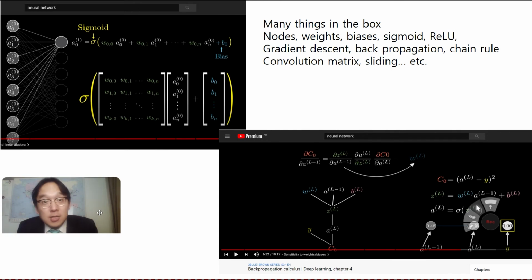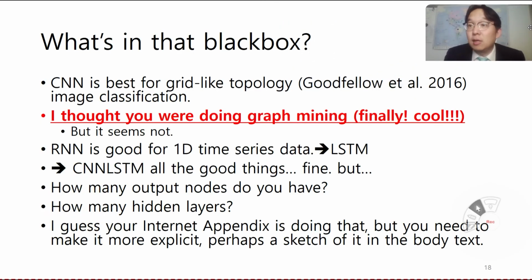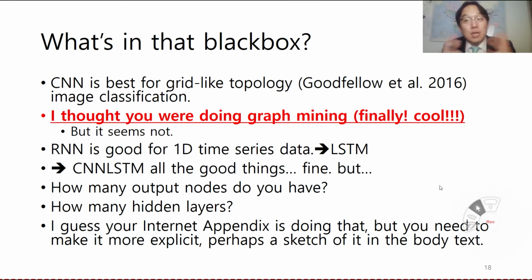That's the basic way of a neural network, as if it were a network of decision-making neuron-like things in the computer. Many things are in the black box: nodes, weights, and biases, sigmoid or ReLU functions, gradient descent, back propagation, chain rules, convolution matrices and sliding; all these techniques come in. But what you choose matters a lot. I think you want to disclose it more, so that all the audience and readers will learn together and delve into the machine learning field.